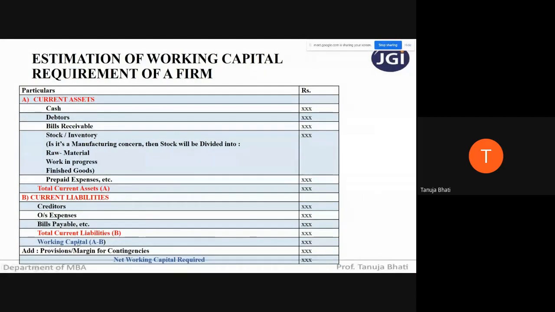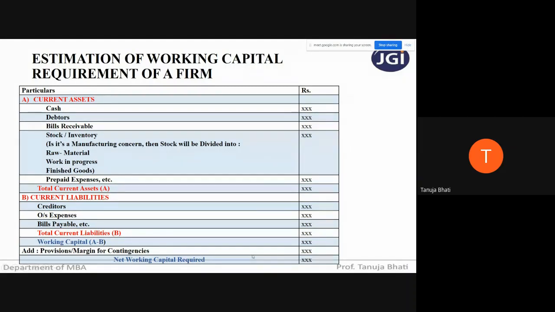They only determined the working capital. They only saw current assets minus current liabilities, and so much amount they kept aside. But the organization always has to keep some more amount aside as a margin for contingencies. Contingencies means for some unseen future, something which is not predictable, like any extra loss which happens in the organization, maybe for reasons not known ahead. For that you keep some money or some margin aside. When you add this margin to the working capital, the net working capital required will be your final answer.